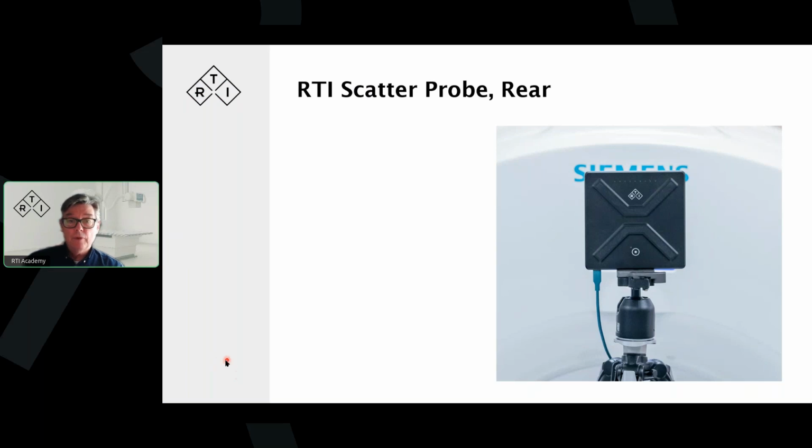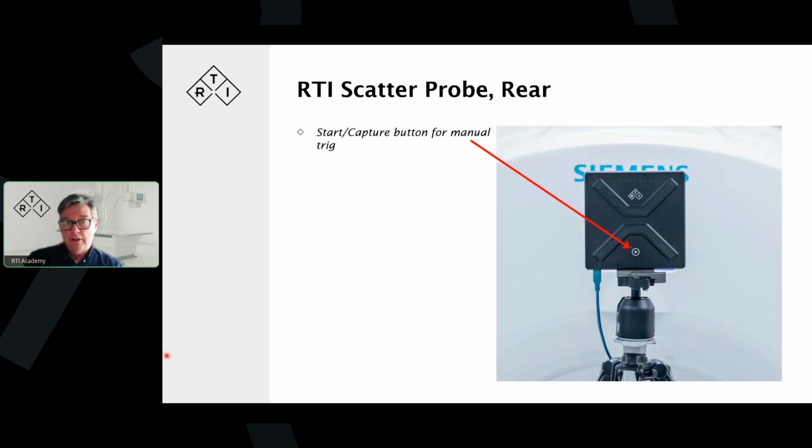So that's looking at the rear of the scatter probe. We've got a start button for if you want to manual trig. We'll look at that later in a while. We'll set it to a free run mode. That's what we call the manual trig. Free run is you start it and you let it run free until you stop it. That's the free run mode.